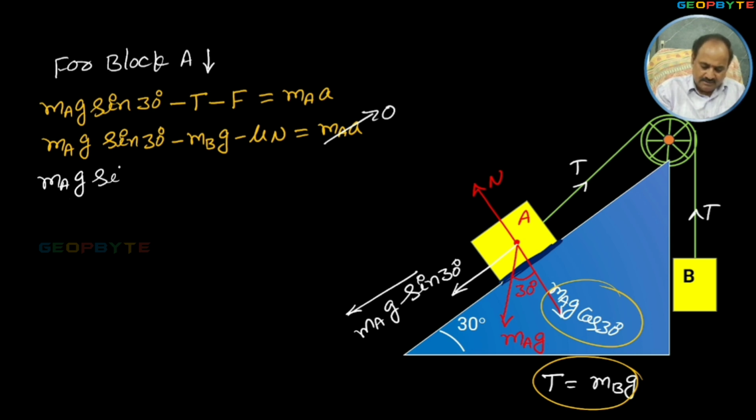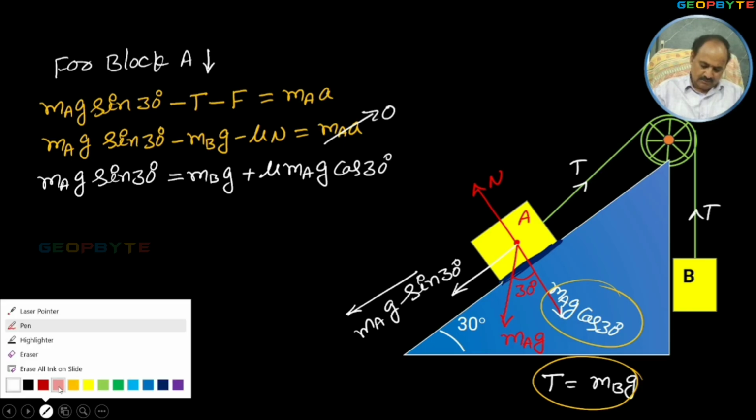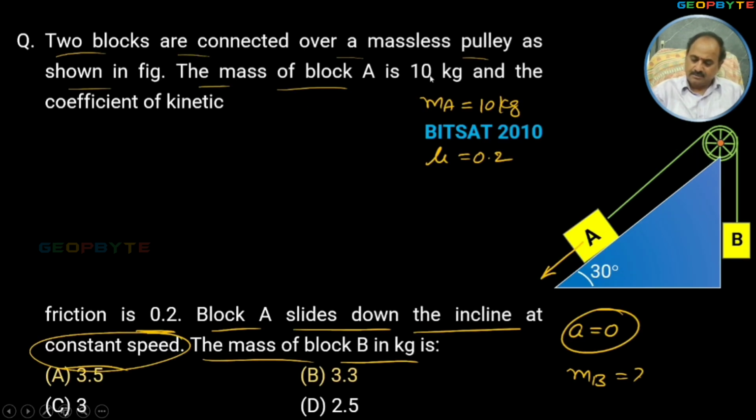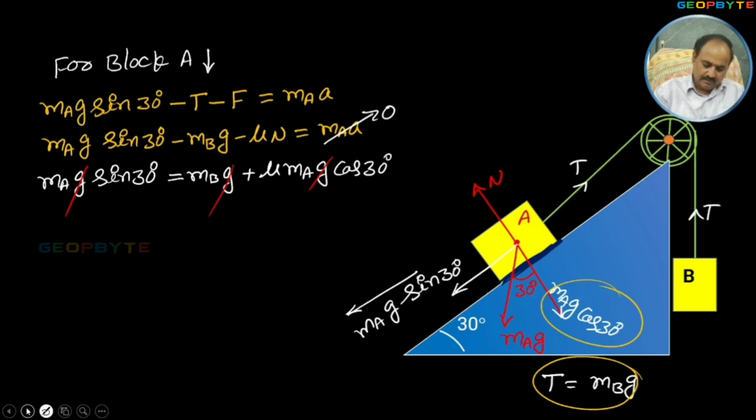Then I can write that MA g sin 30 minus MB g, otherwise you bring it to the other side, MB g plus mu into N equals what? MA g cos 30 degrees. Now let us cancel g on both sides. Then it is MA. How much MA is given? Look at the MA. MA is given as 10 kg.